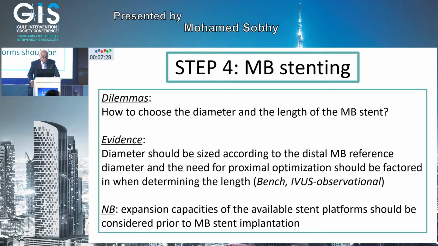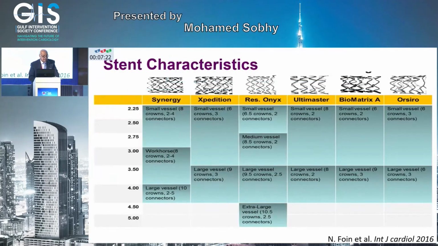How to choose the diameter and length of the main branch stent. The diameter should be sized according to the distal main branch. This is a lot of stents.